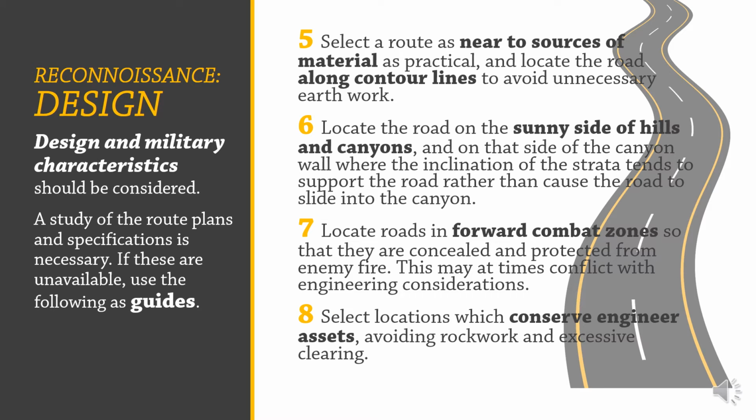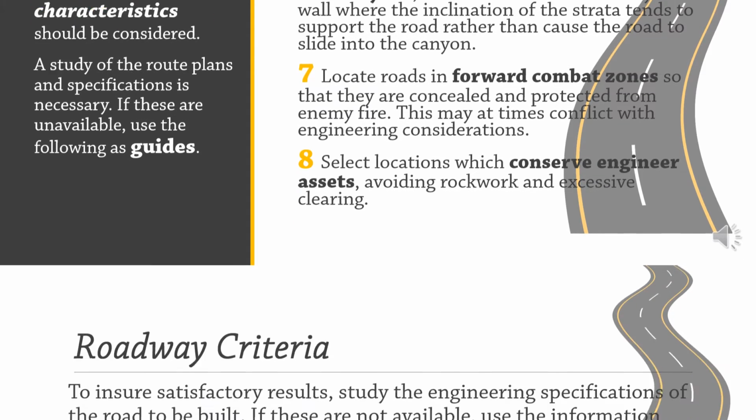Then, select locations which conserve engineer assets. So, meaning, i-avoid mo yung may mga malaking rock work or yung mga excessive clearing. So, kung gagawa ka ng daan, then, from community to community, between them is merong like mga kagubatan or mga maraming bato. So, para mas mabilis yung way that is the shortest route. But, that is the most expensive na route din. So, parang i-segue mo siya to avoid those rock work or yung mga excessive na clearing.